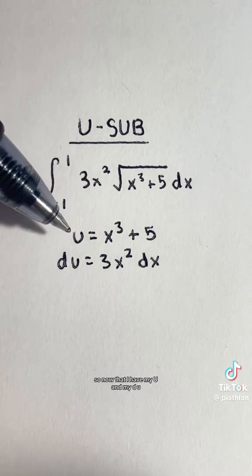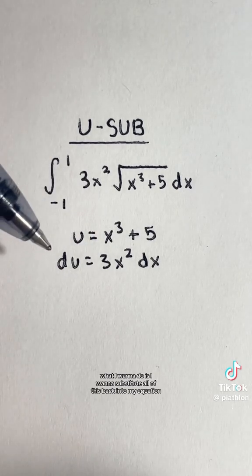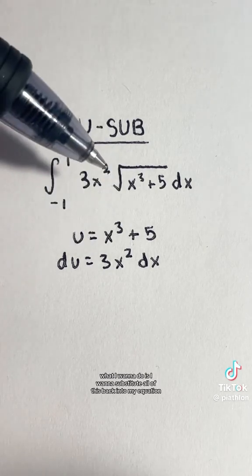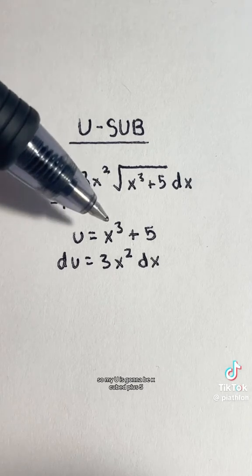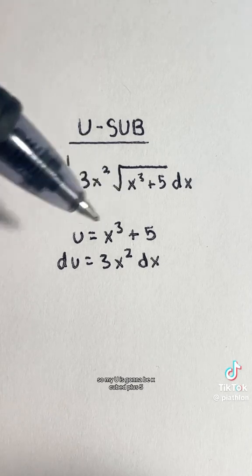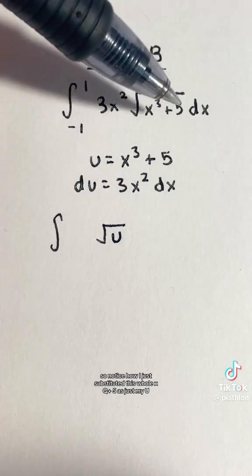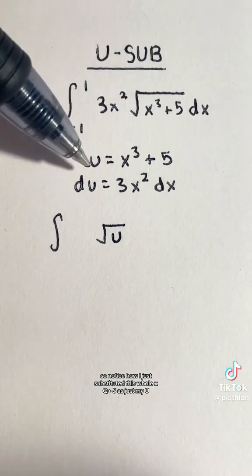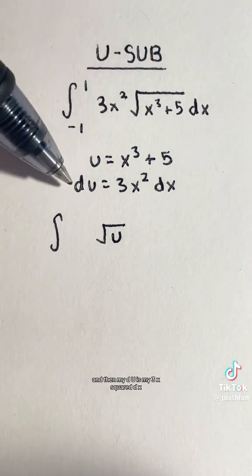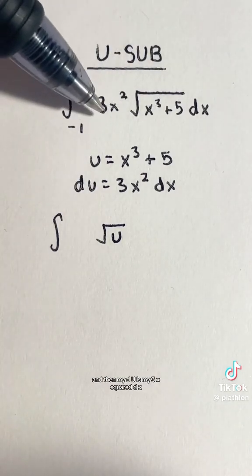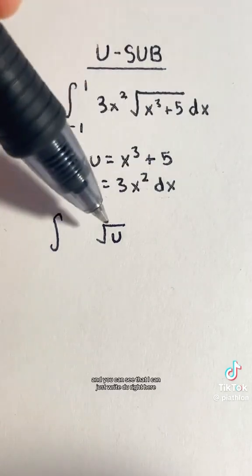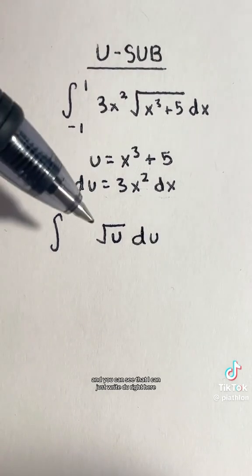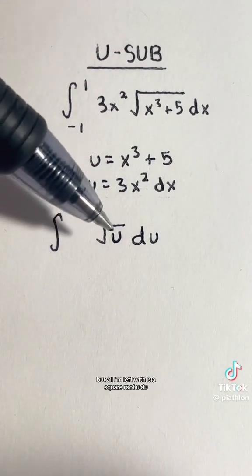So now that I have my u and my du, I want to substitute all of this back into my equation. So my u is going to be x cubed plus 5. Notice how I just substituted this whole x cubed plus 5 as just my u, and then my du is my 3x squared dx. And you can see that I can just write du right here. So all I'm left with is the square root of u du.